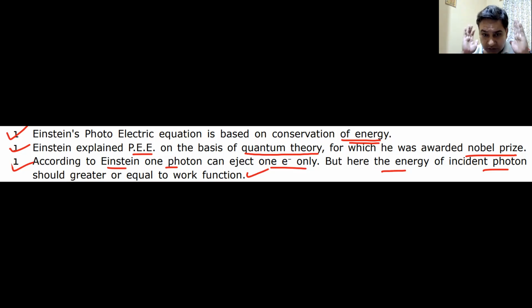Everything I told you, if you just remember 3 or 4 things, the entire chapter is covered. And if you get a question on this chapter, you can just tick it and go away. It will hardly take 5 seconds of your time.